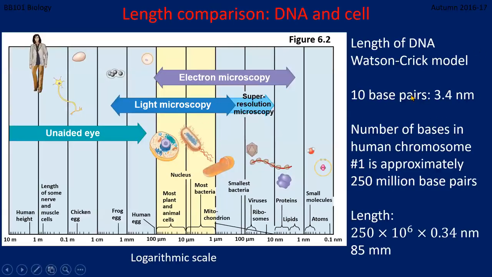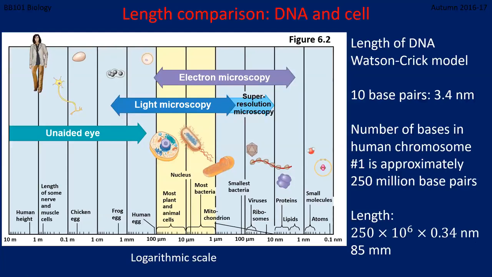So again, just to give you some idea, you can think about DNA and the dimensions. Last lecture we discussed the dimensions of DNA. You have 10 base pairs, and the 10 base pair distance is 3.4 nanometer, which means one base pair has a distance of 0.34 nanometer. Remember there are 23 chromosomes in the human, and chromosome number 1 has approximately 250 million base pairs. If I calculate how much that length would be, it is 250 times 10 to the power 6 times 0.34 nanometer, which is roughly 85 millimeter.